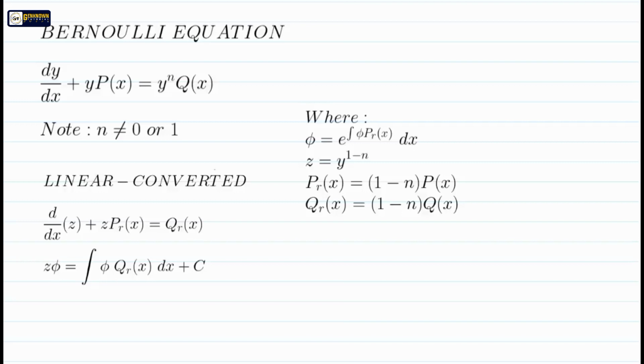So from the first order linear equation, we have z multiplied by phi is equal to the integral of phi multiplied by the reduced function of q dx plus c, where phi here is equal to e raised to the integral of p r of x dx. So that's it. For you to fully understand it, let's have an example.